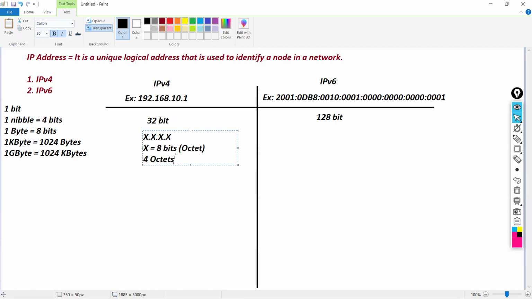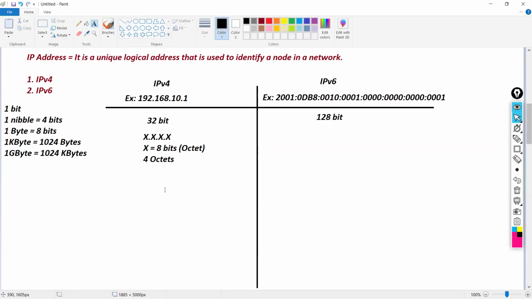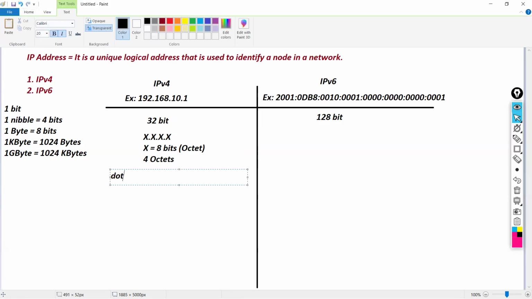In V4, we do have 4 octets. And each octet size is what? 8 bits. And for separation of these octets, what are we using? Dot. So I'll say here that dot is used for octet separation.